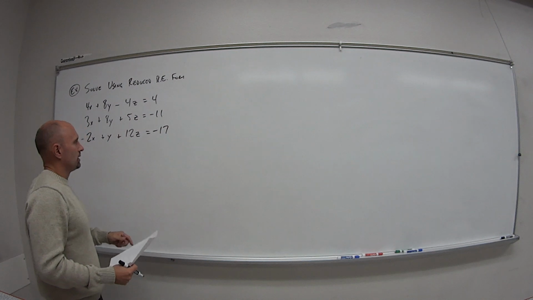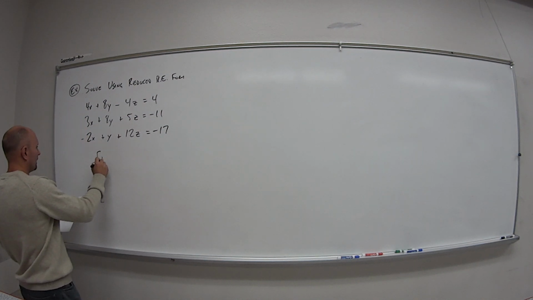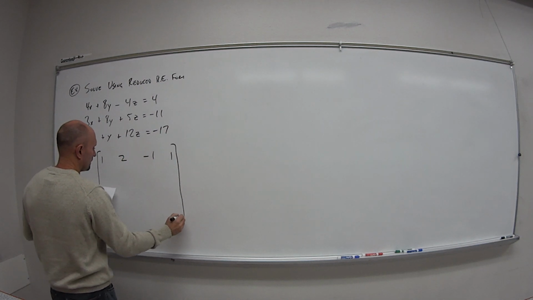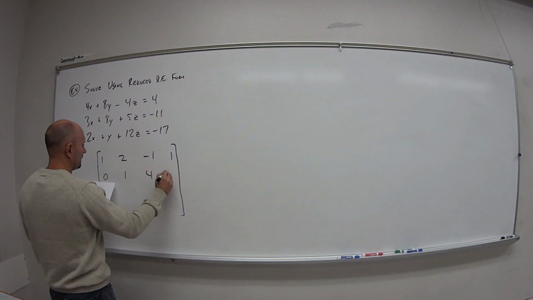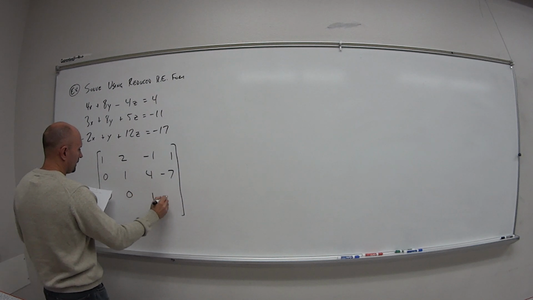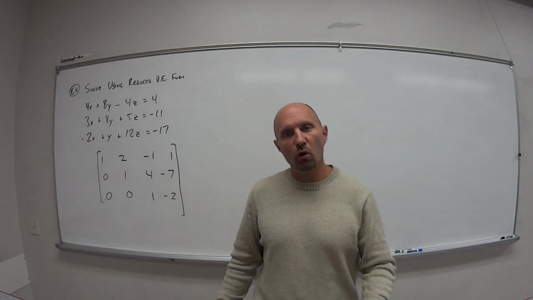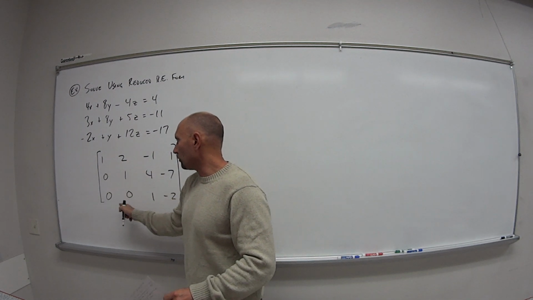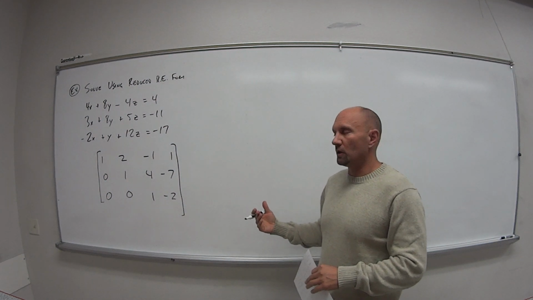We did row-echelon form. So we got it to a form where it looked like 1, 2, negative 1, 1, 0, 1, 4, negative 7, and 0, 0, 1, negative 2. Now remember what the difference is between row-echelon form, which is this, 1 on the diagonals, zeros in the lower corner, versus reduced row-echelon form.